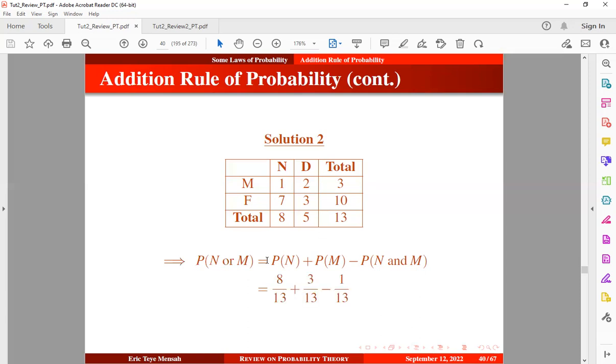So the probability that the person is a nurse is 8 out of 13, the number of nurses. And the probability that the person is a male is 3 out of the total 13, minus the probability that the person is a nurse and a male. So here, it's 1 out of 13. Once we sum this and you subtract this, you obtain 10 out of 13. You can also leave your solution in decimal form if you wish to.